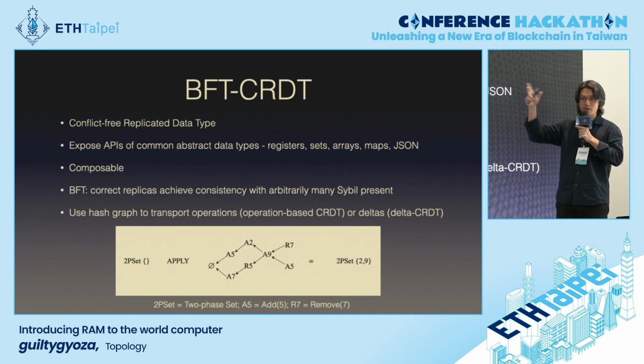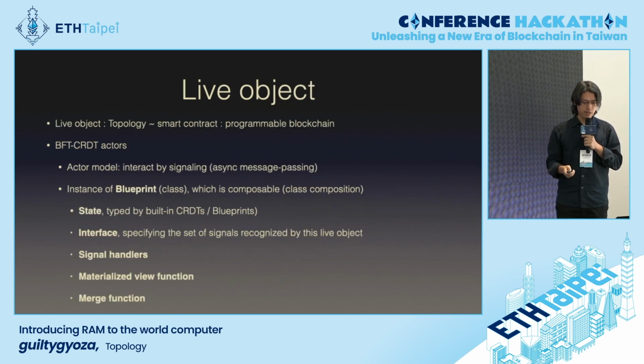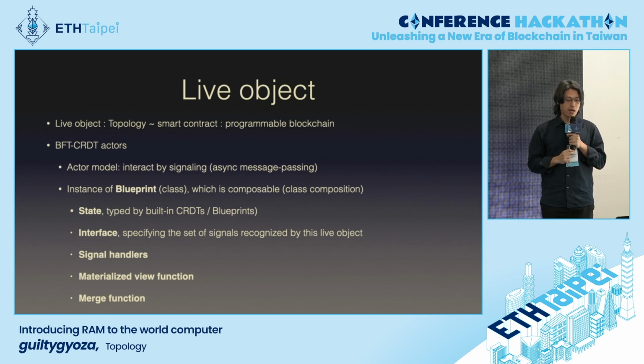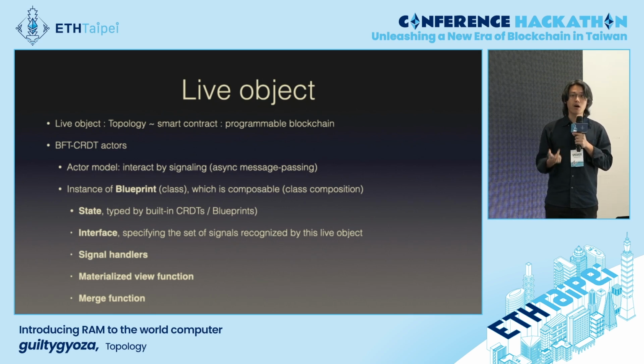And then we can abstract all these as an abstract data type for programmers to create programs, and that is the BFT CRDT. So we want to propose a new kind of decentralized program called live object. For blockchain, you will have smart contracts. For this new paradigm, you will have live object.